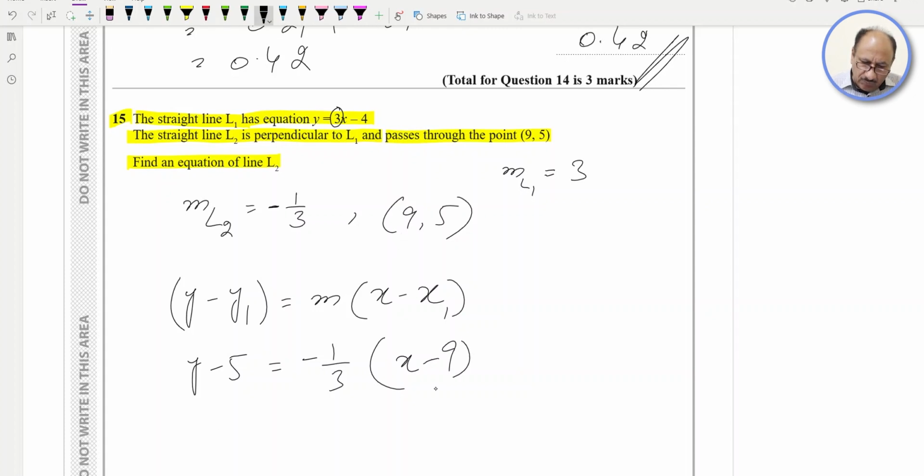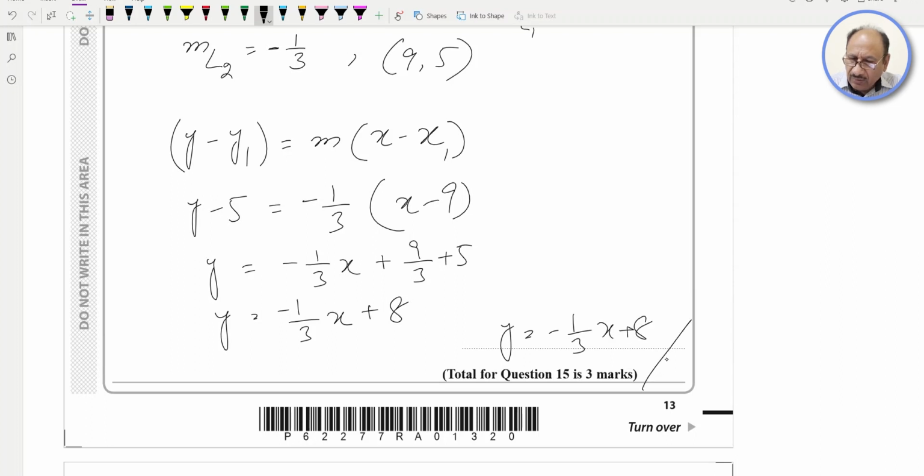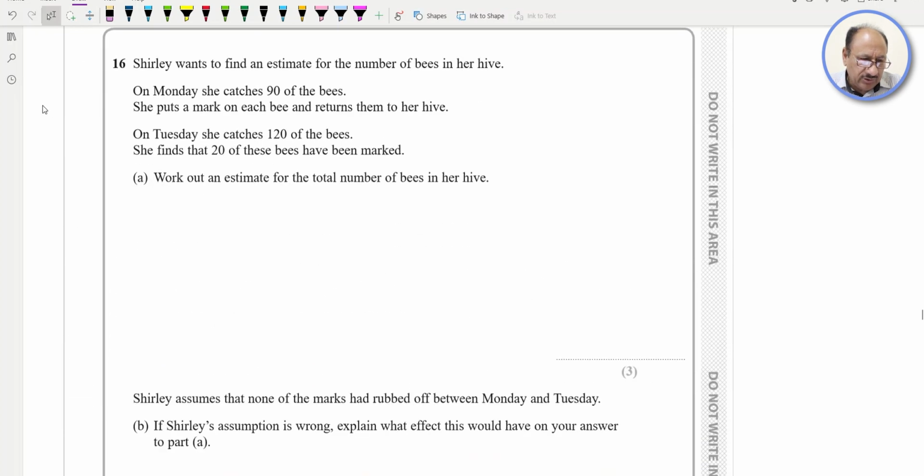So we will multiply minus 1 by 3 inside and shift minus 5 also to the side, so it will be minus 1 over 3x plus 9 over 3 plus 5, and further we can rewrite it as y is equal to minus 1 over 3x plus 3 plus 5 will be plus 8. So our equation will be y is equal to minus 1 over 3x plus 8, and this will be the final answer for 3 marks. Hopefully you understood this also.